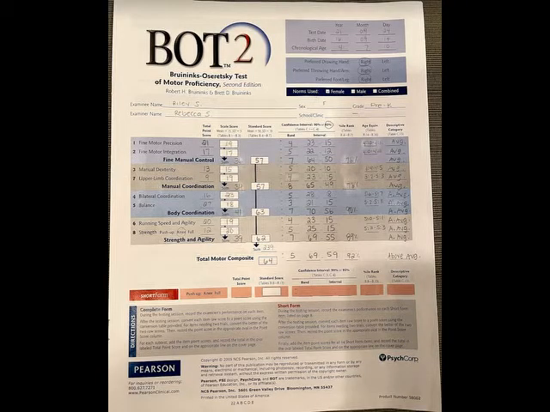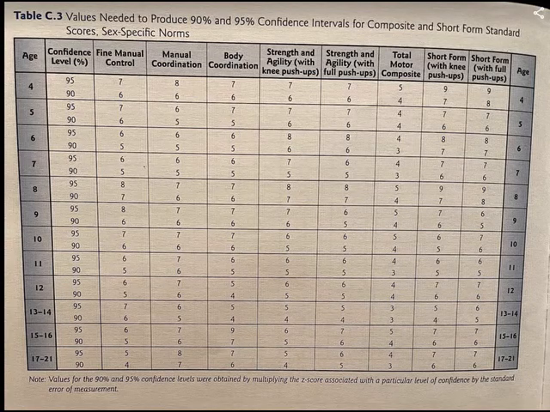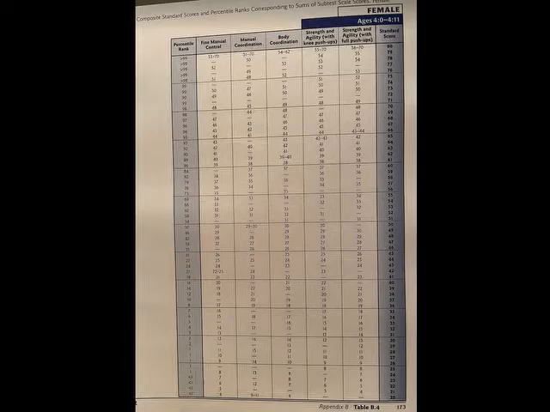The band number is then added and subtracted from your scaled score in each subtest. For example, the individual has a scale score of 19, so we add 4 to get 23, and then subtract 5 to get 15. These two numbers were put in the interval column of the scoring sheet. You continue this for all the subtests. The same calculation is completed for fine manual control, manual coordination, body coordination, strength and agility, and total motor composite, except with these categories, you would use table number C3, as shown here.